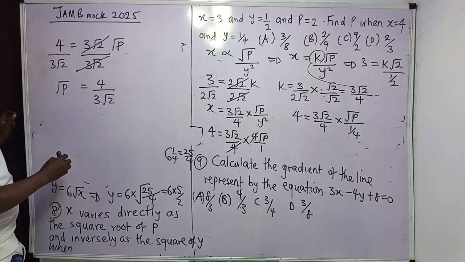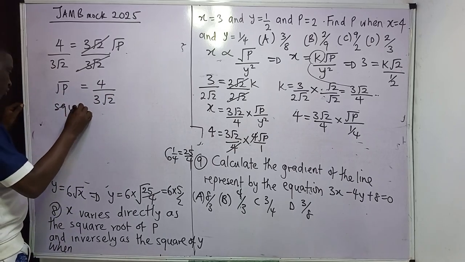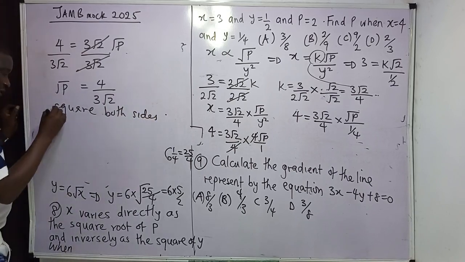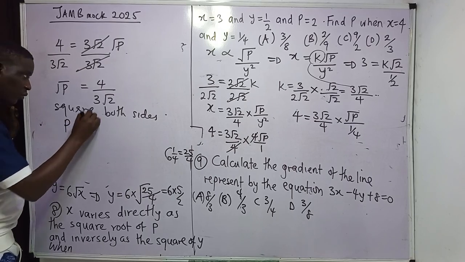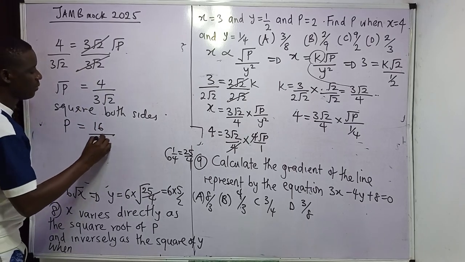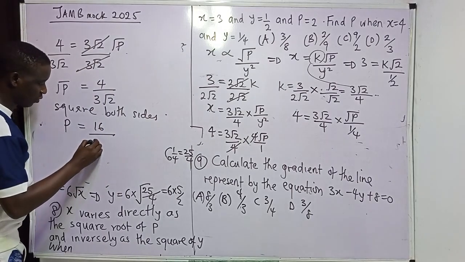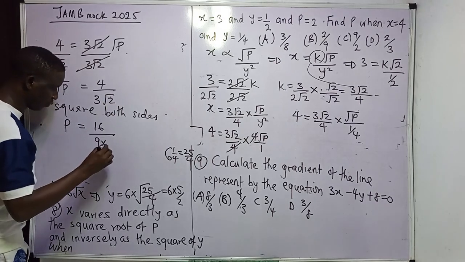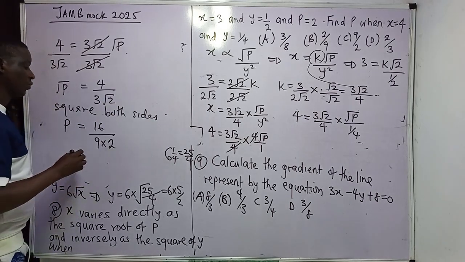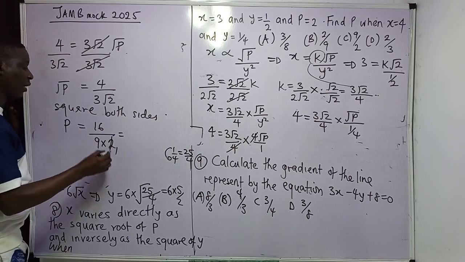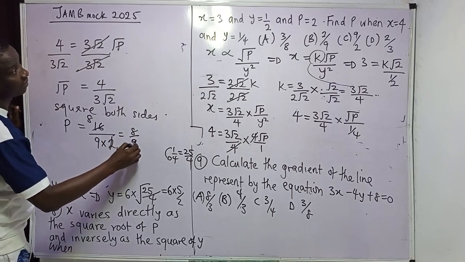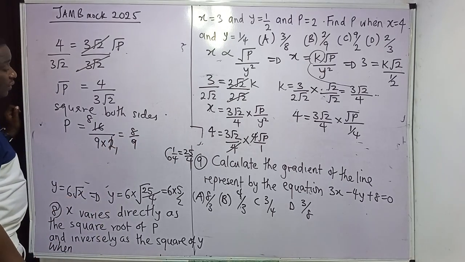So square both sides. So what do you have now? You are going to have p is equal to 16 divided by, square this one, I would have 9. Then we would have times the square of root 2, which is 2. So what do we have now? 2 here 1, 2 here 8. So I would have 8 over 9.